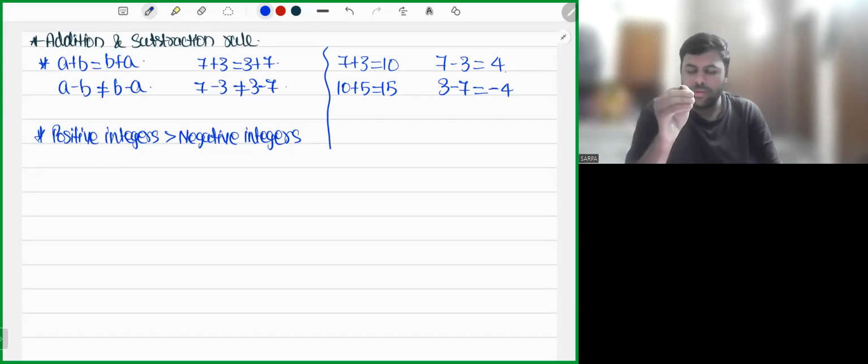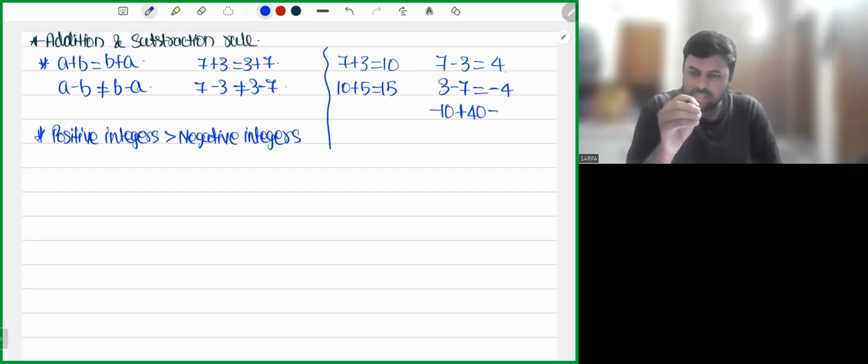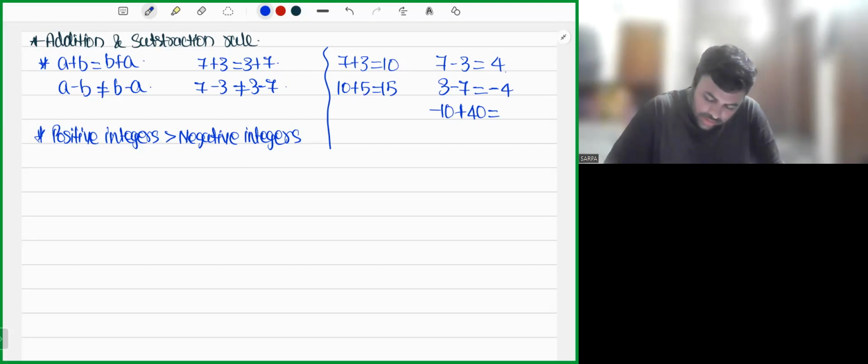Okay. Now, simple. Look. I'm having two numbers: minus 10 plus 40. Just tell me, in 10 and 40, which is the bigger number? Forget about the symbols. 40 is the bigger number. What is the symbol associated with 40? Plus. What is 40 minus 10? 50.